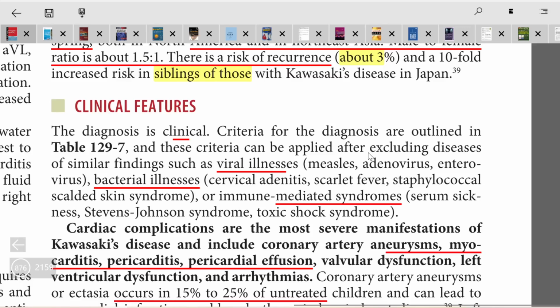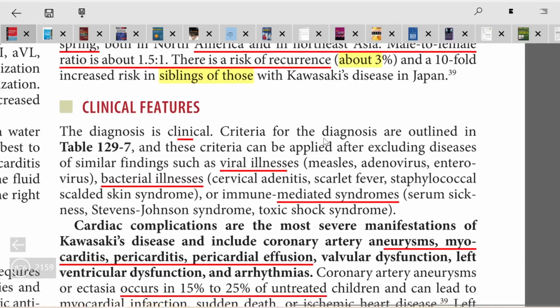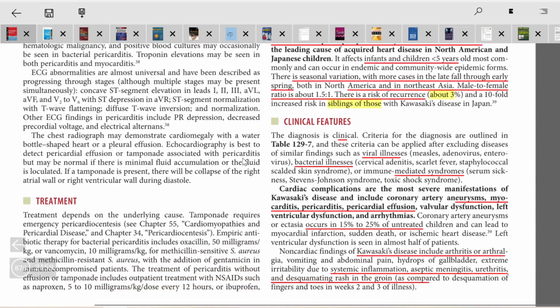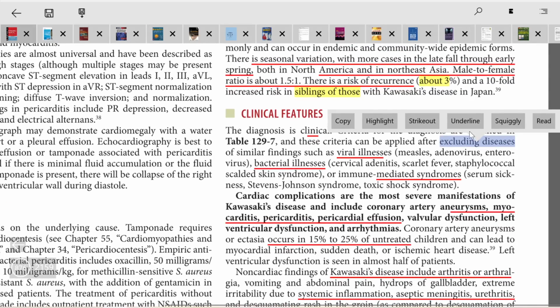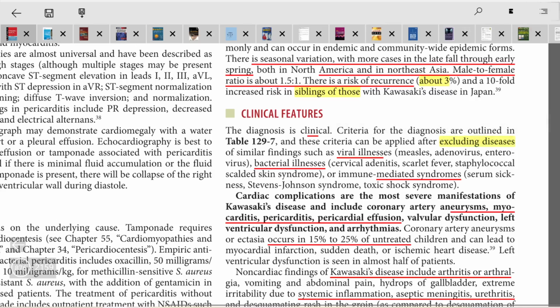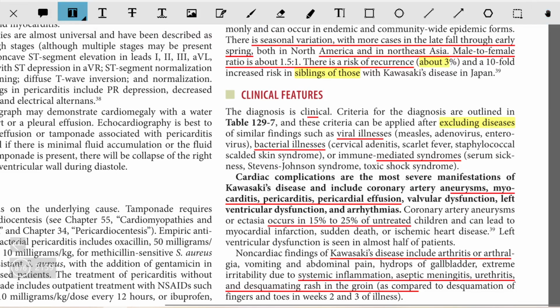Coming to the clinical features, the diagnosis is clinical. The criteria are different because there is a complete and an incomplete form. Before that, these criteria can be applied only after excluding other diseases with similar findings, such as viral illness like measles, adenovirus, enterovirus, bacterial illness such as cervical adenitis, scarlet fever, staphylococcal scalded skin syndrome, or immune-mediated syndromes such as serum sickness, Stevens-Johnson syndrome, and toxic shock syndrome.